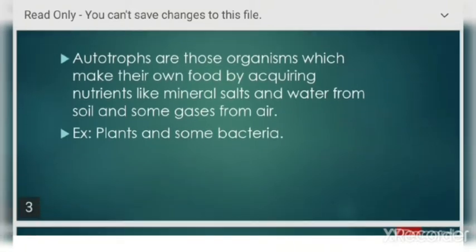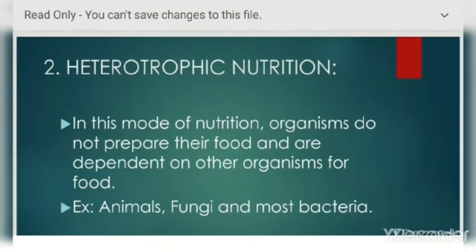Next, heterotrophic nutrition. In this mode of nutrition, organisms do not prepare their food and are dependent on other organisms for food. For example, we human beings, we get our food from plants and animals. We are dependent on plants and animals. So our mode of nutrition is heterotrophic nutrition. And the examples are animals, fungi and most of the bacteria, which are heterotrophs.